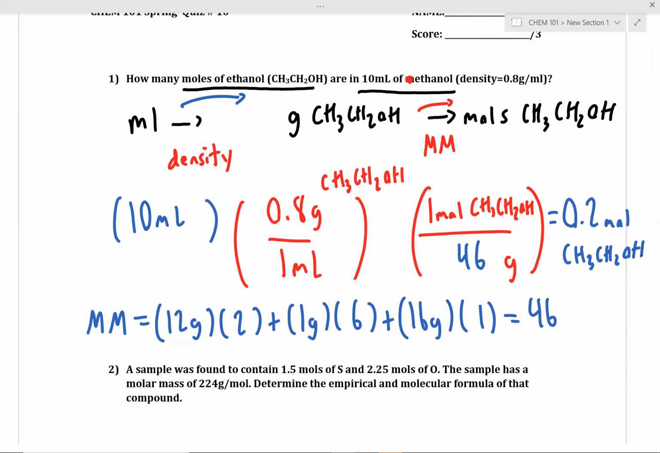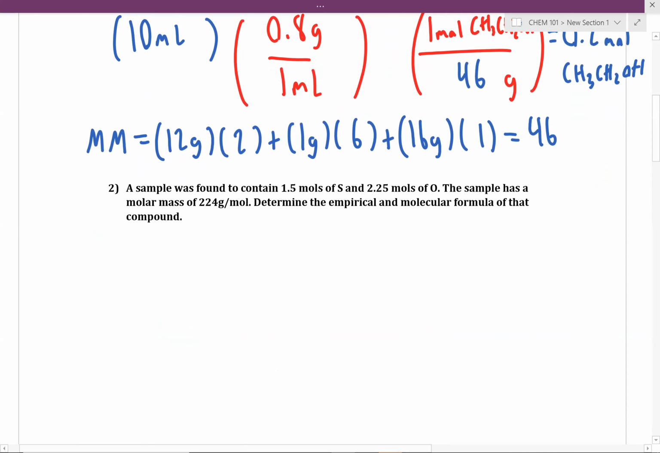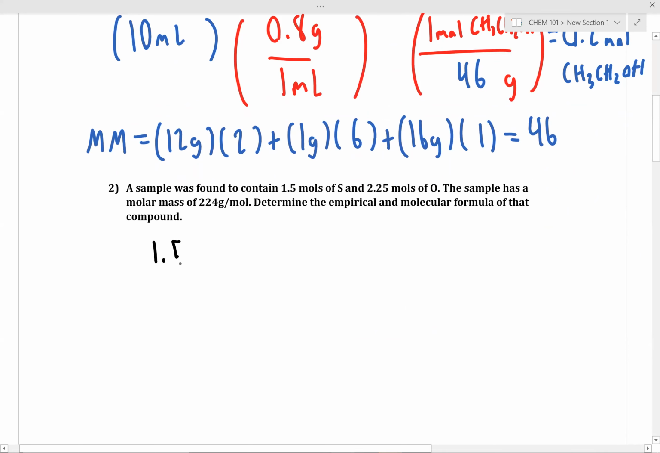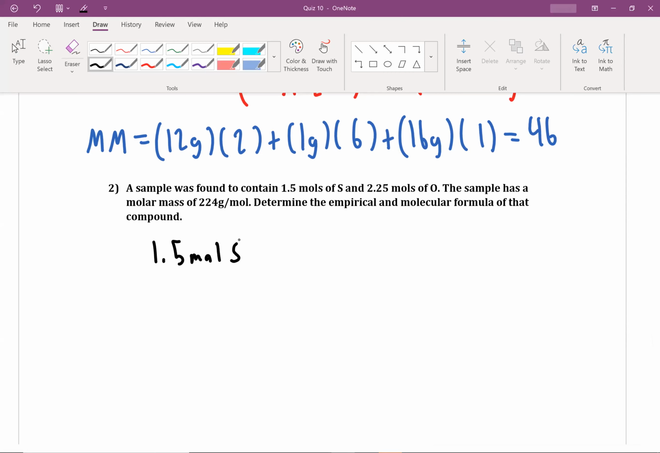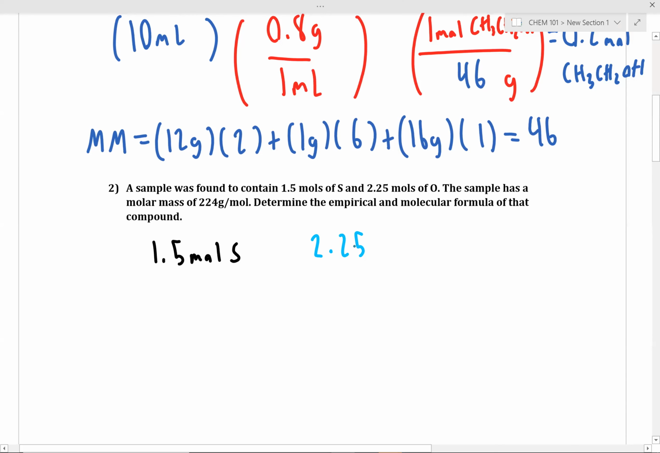So let's now look at an empirical formula problem. So let's say what we know. So we know in this compound we have 1.5 moles of sulfur and we have 2.25 moles of oxygen. Okay, so we're given the moles of each element. We are also given the molar mass. Okay, we have a lot of information to work with in this problem, and we have enough information present here to calculate the empirical and the molecular formula.